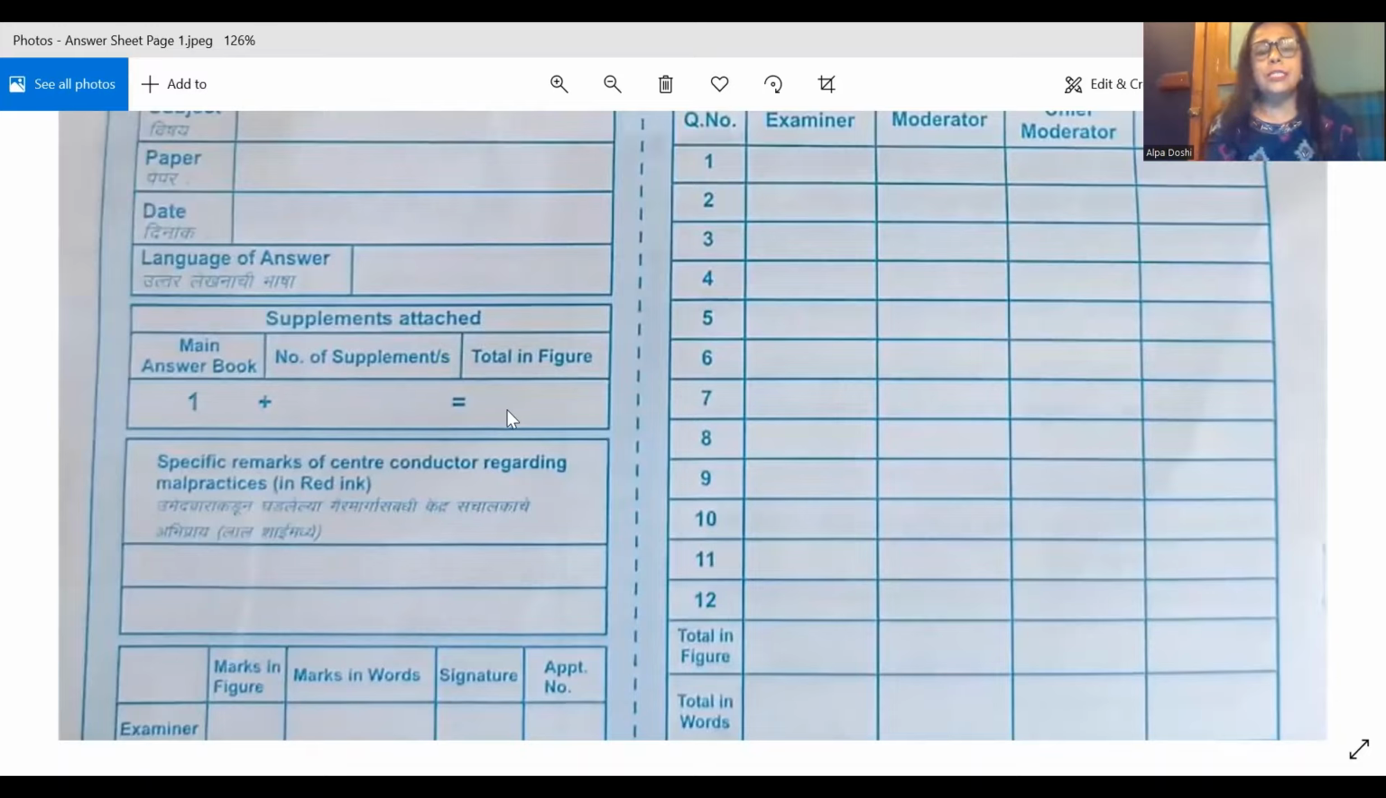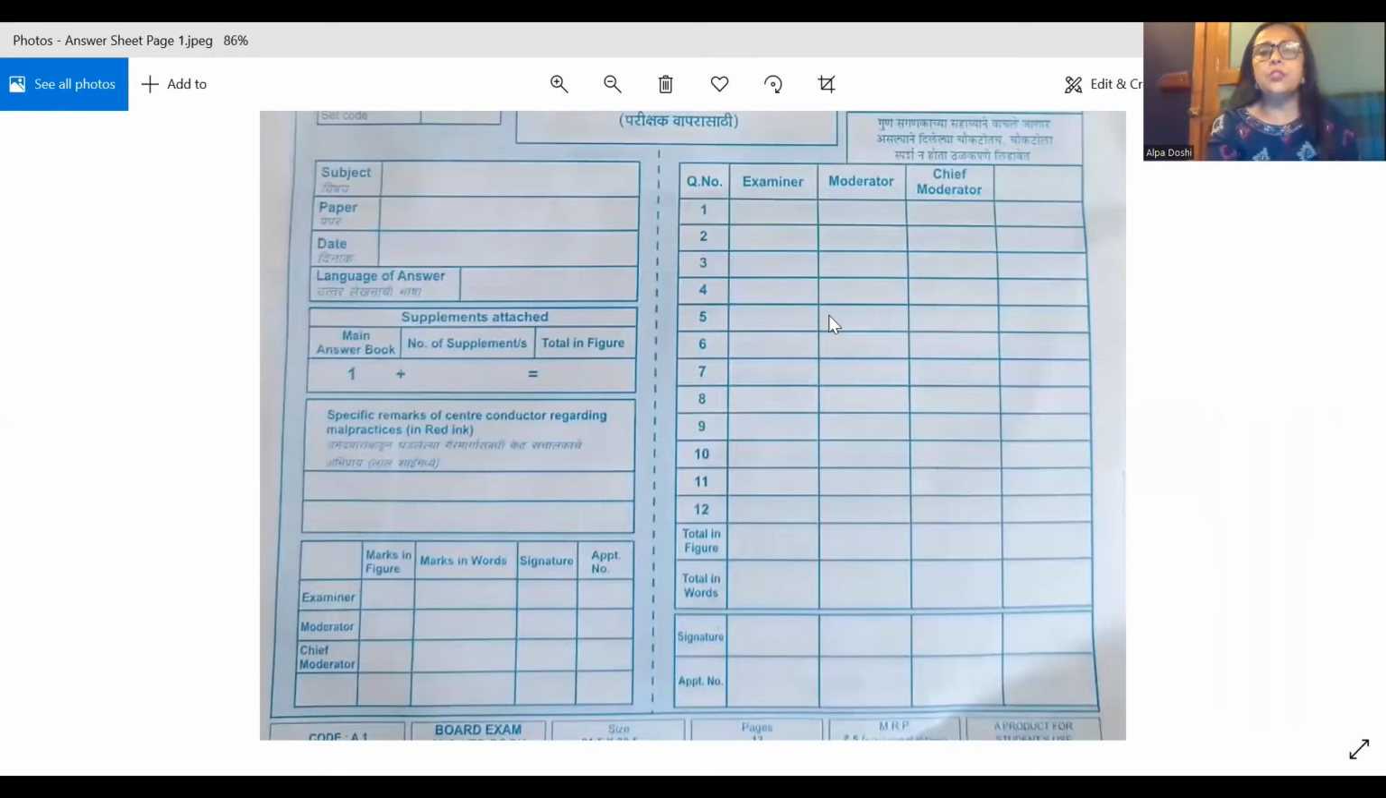Naturally, when the last 10 minutes warning bell has gone, after the warning bell you are not allowed to get a supplement. So in case you need something for the last 10 minutes, please take it in advance from the examiners. Then again, you have this particular section on the right-hand side, which is talking about the marks. So you don't have to do anything.